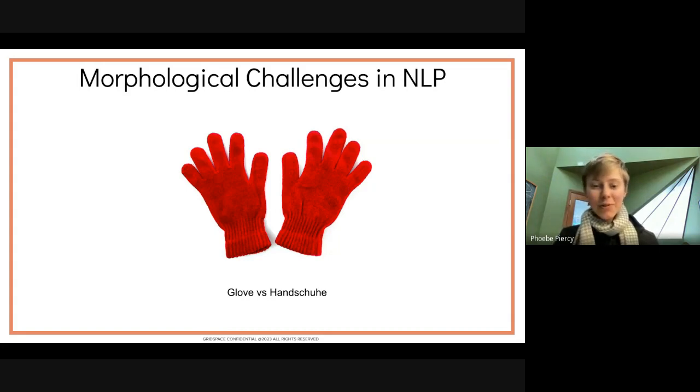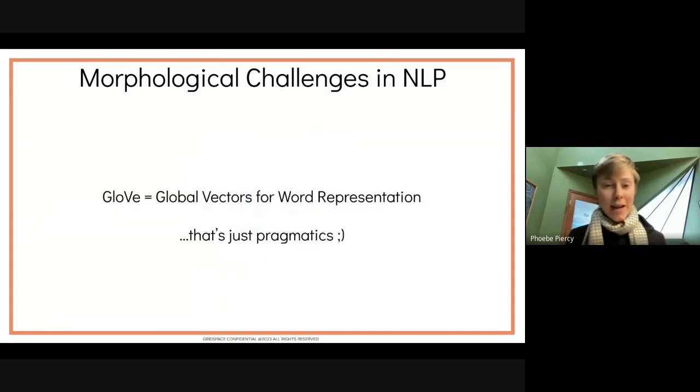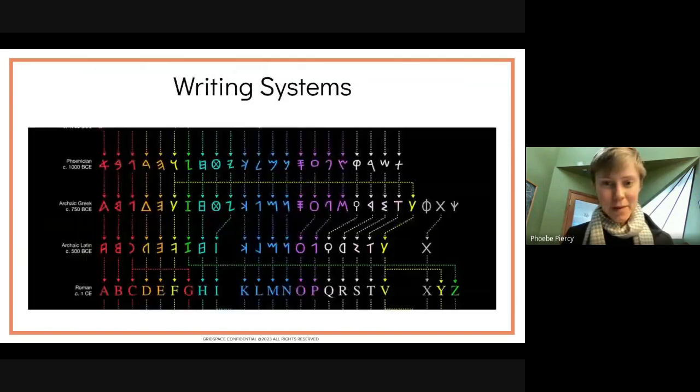What I'm trying to say is there are benefits to polysynthetic languages in terms of you do maintain more information and you can infer new things. So it makes it easier to reason about out of vocabulary, out of dictionary words. It just requires a lot more careful processing. Of course, if you're an NLP nerd, you might see glove and think, ah, Global Vectors for Word Representation. And that's just pragmatics, context. More on that on Wednesday from Sophia, but moving on.